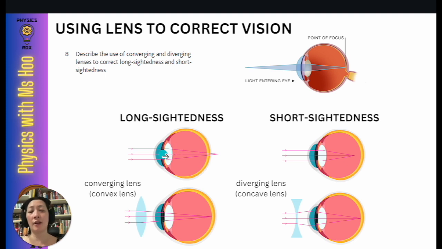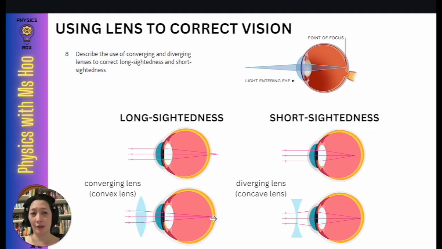Because the light rays have traveled too far, in order to correct long-sightedness, we need to use converging lenses, also known as convex lenses. The convex lens will help to focus the light rays so that they come closer towards the retina. You can see here the convex lens focuses the light rays a little bit, and then as the light rays enter the lens of the eyeball, they get refocused so that they will converge on the retina, producing a sharp, clear image.